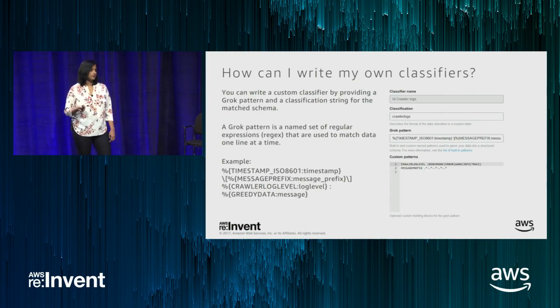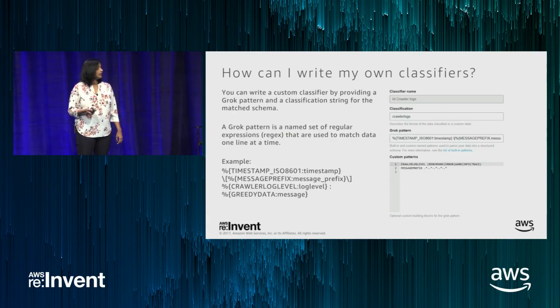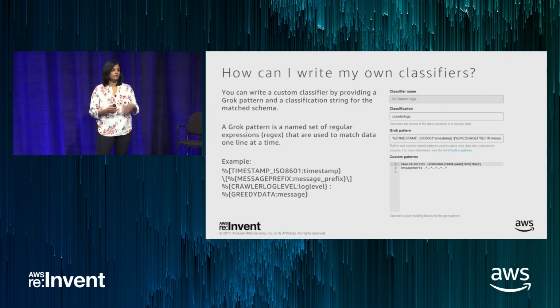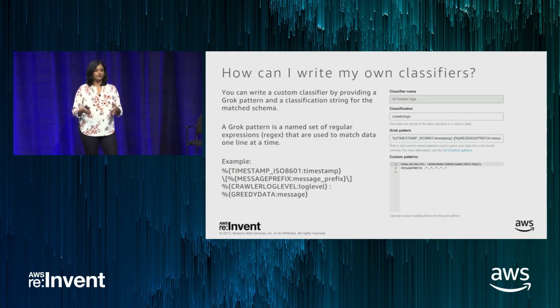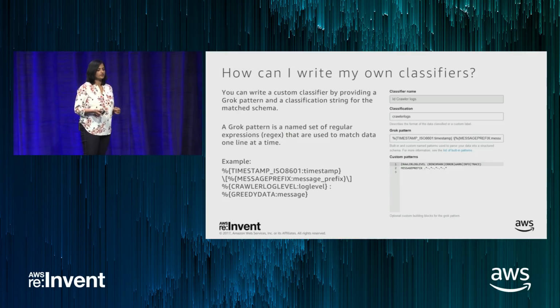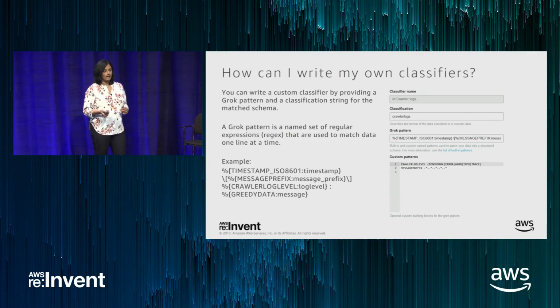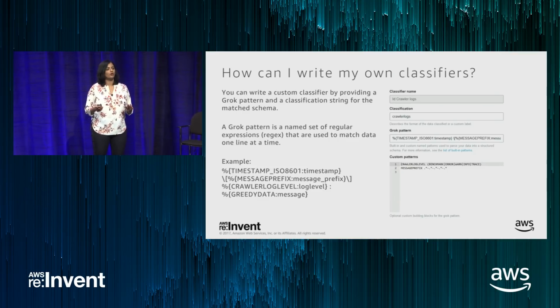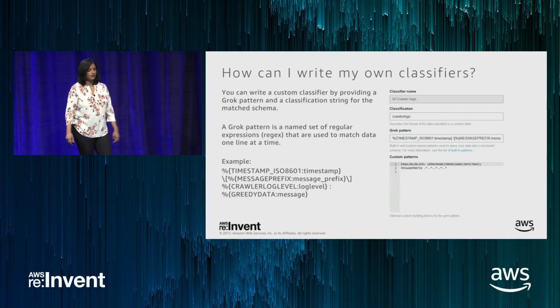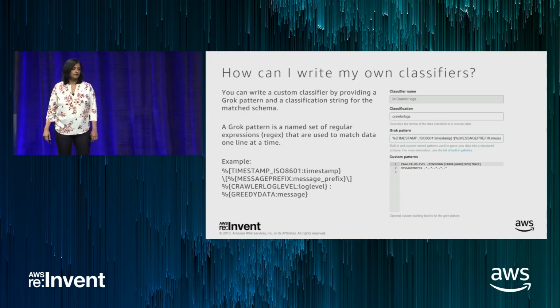So let's take an example of a Grok expression. Here I have crawler logs and a Grok expression that identifies the schema for crawler logs. When you run your crawlers, we generate logs that you can download and put in an S3 bucket. This is an example of a regular expression that identifies the schema of crawler logs. And this is not a new or custom pattern that Glue has developed. This is something that you probably already use to identify different log patterns.